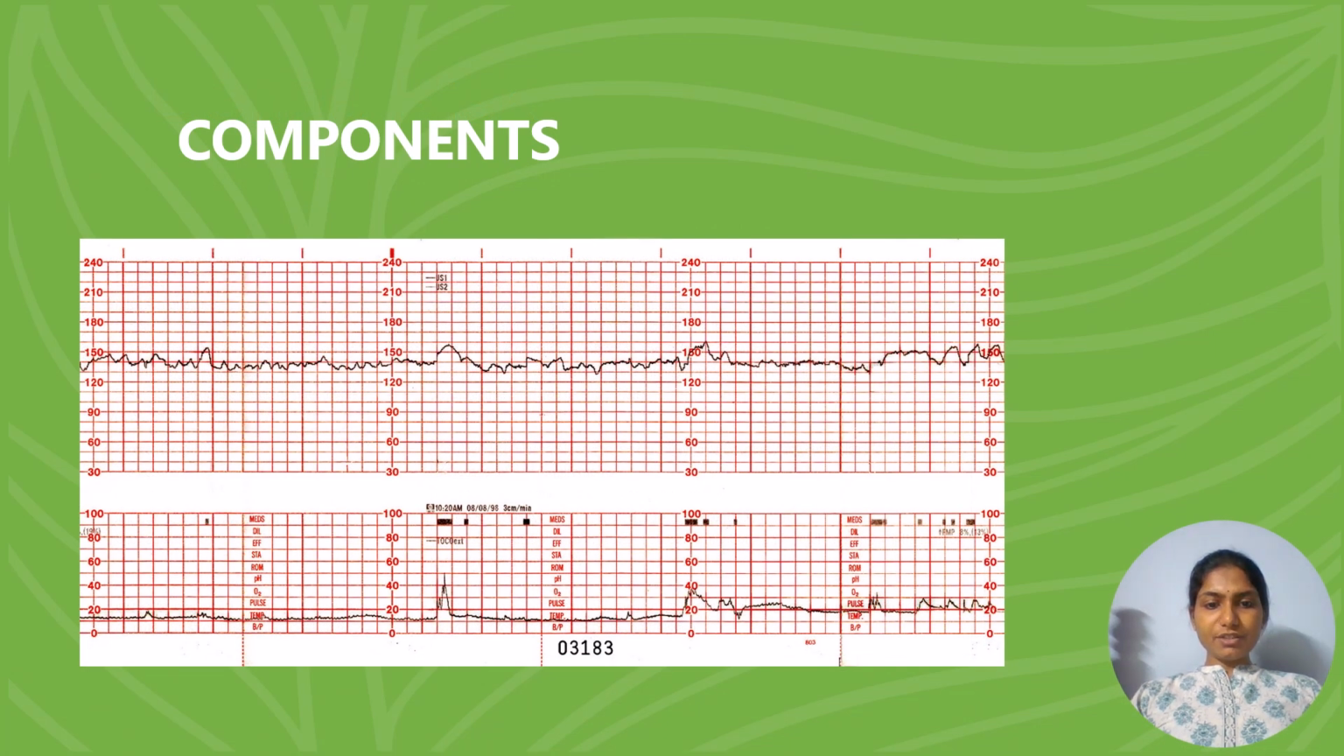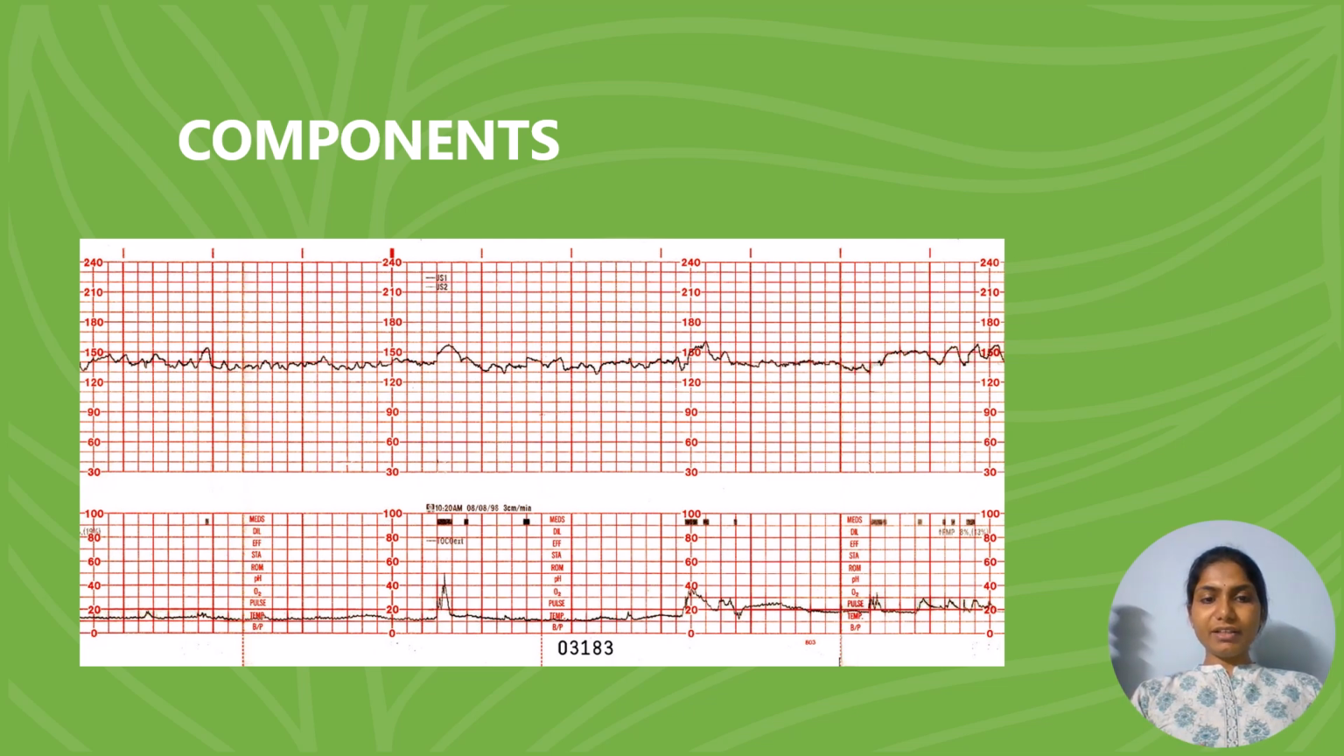So in this picture we can see the fetal heart rate. It is between 120 to 150. We have to take a standard 2 centimeter strip where there are no accelerations and decelerations. So the fetal heart rate is around 140 beats per minute in this CTG.